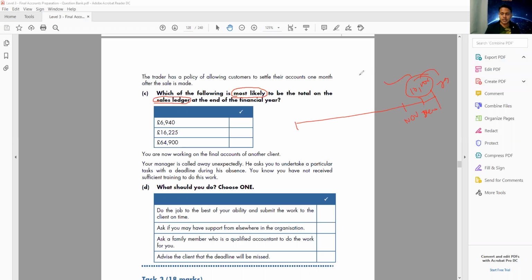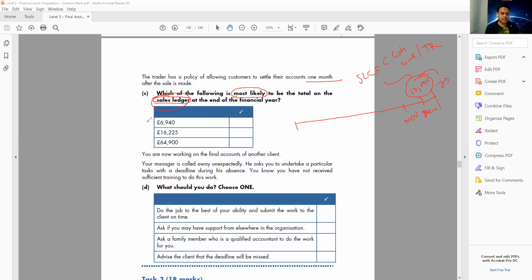Sales ledger means credit customer balance, or we call it trade receivables. The customer who buys from me now, but will pay me later on. Here the question says they pay me after 1 month. So for the last month, maybe December, the customer is going to pay me next month, January, so the year will have ended. So 1 month's payment will be recorded as a sales ledger.